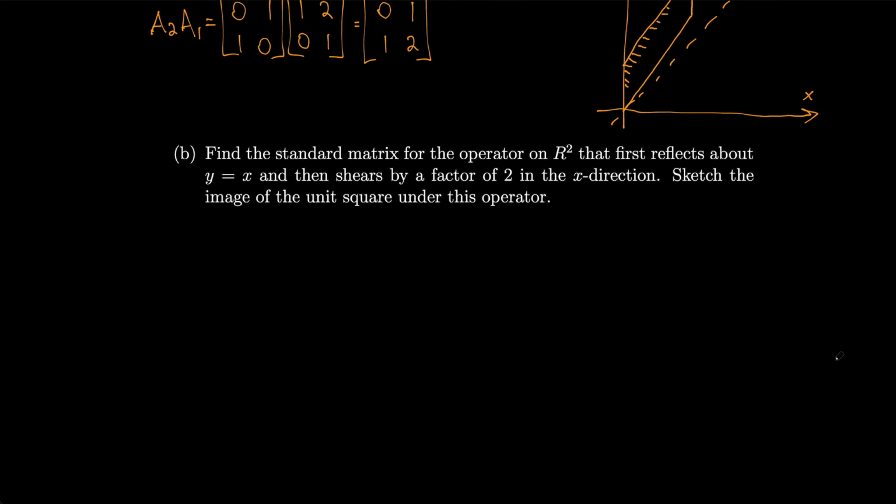Let's find the standard matrix for the operator R2 that first reflects and then shears. So we'll do it the other way. So we'll take A1 and multiply that by A2. So first we want (1, 2; 0, 1). That needs to happen afterwards, so multiply that on the left. And then we want (0, 1; 1, 0), which gives us the matrix (2, 1; 1, 0).